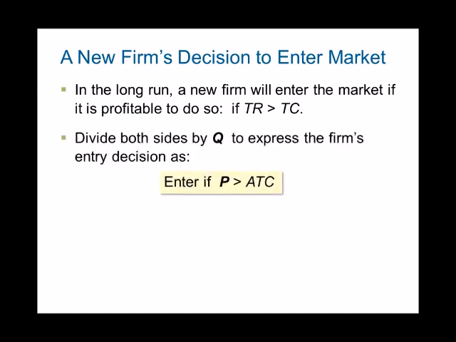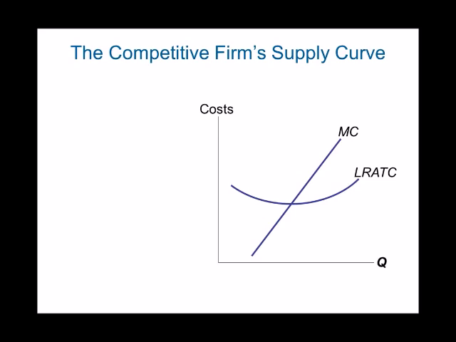Now, if we divide both sides by Q to express the firm's entry decision, we get price is greater than average total cost. So there will always be entry into the market if price is greater than average total cost. If you're already in the market, you'll have more competitors entering if price is greater than average total cost. If price is less than average total cost in the long run, then firms will leave the market. So the equilibrium is when average total cost equals price.